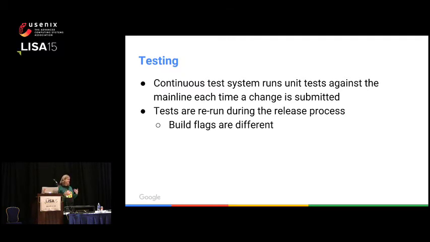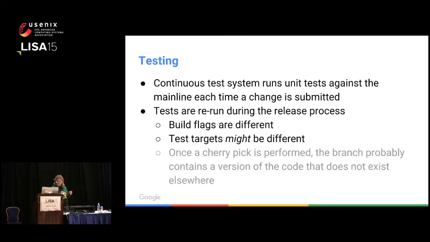So the build flags are different, and being release engineers, we're paranoid. You know what? If the flags aren't the same, it's not the same binary. And the test targets might be different. Often the build language for doing the continuous test and the build language for Rapid are the same. And sometimes the files are shared and the test targets are identical. Sometimes they're not. So we can't be guaranteed they're the same test targets. And so we want to be sure that we're running tests in the context of what's being released.